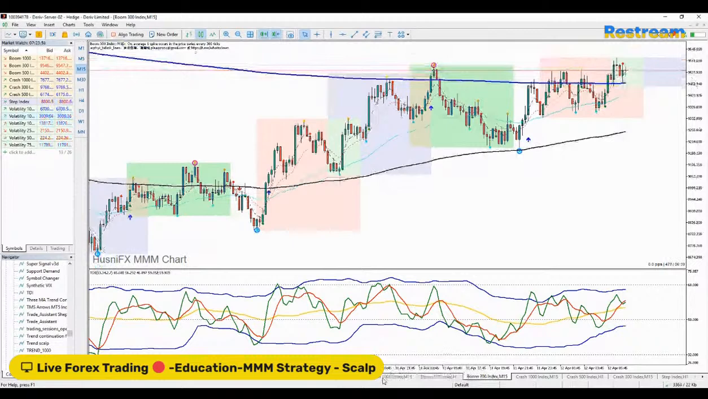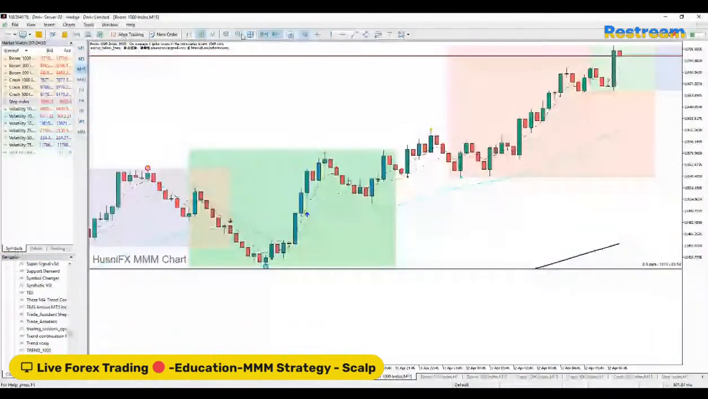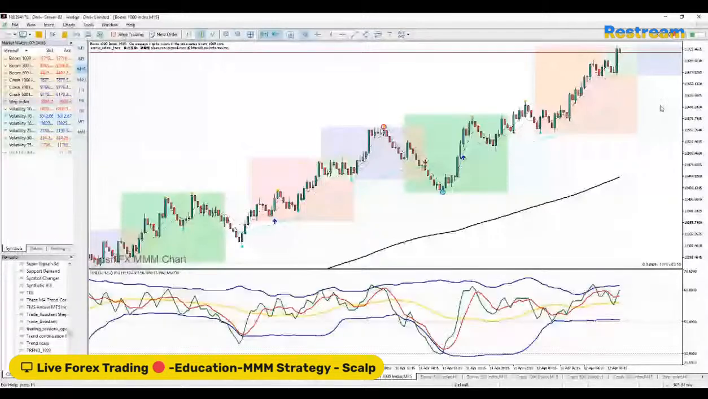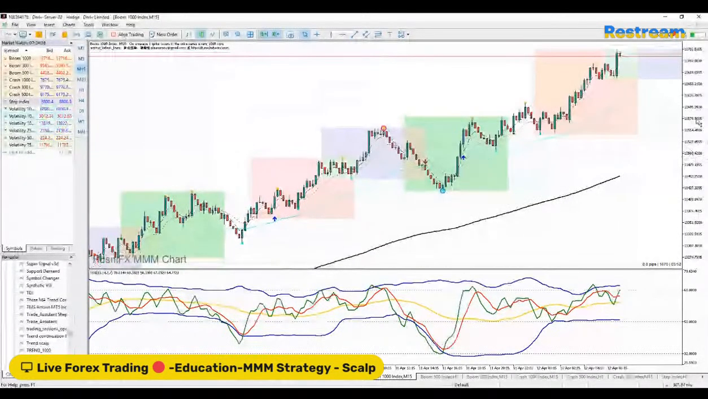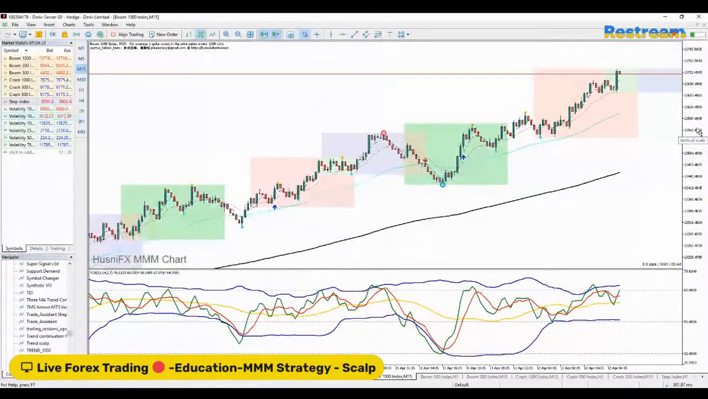Let us start from B1K, guys. The setup. Exactly, this is the market maker method setup. I hope most of us need to know more about how this system works. It is very simple when it comes to using the market maker method.